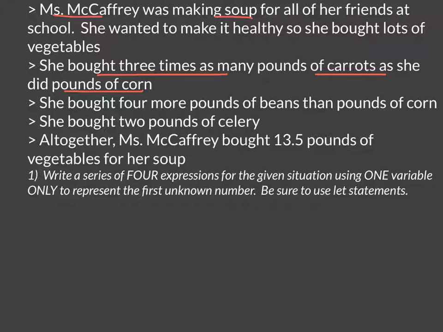So, of course, the question we always ask is, what do we start with? What's the thing we need to know first? Well, we need to know the corn. How many pounds of corn she bought, right? So I'm going to say let C equal the number of pounds of corn. Carrots is 3 times as many, so the number of pounds of corn. Sorry, I got a little distracted there.